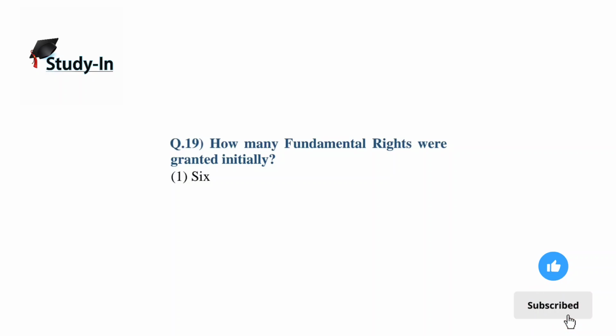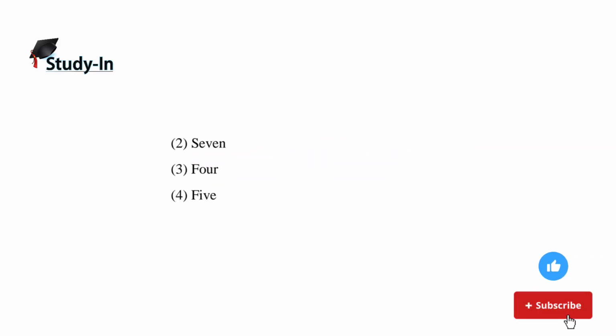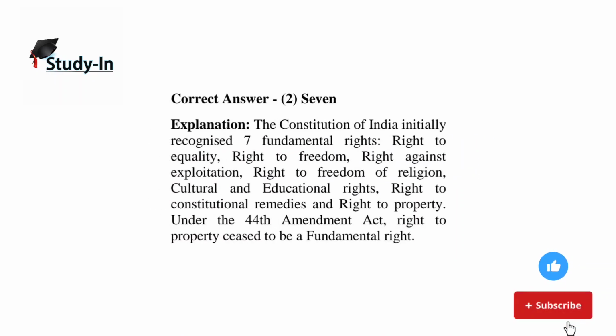Options are 6, 7, 4, or 5. The correct answer is 7. The Constitution of India initially recognized 7 fundamental rights: right to equality, right to freedom, right against exploitation, right to freedom of religion, cultural and educational rights, right to constitutional remedies, and right to property. Under the 44th Amendment Act, right to property ceased to be a fundamental right.